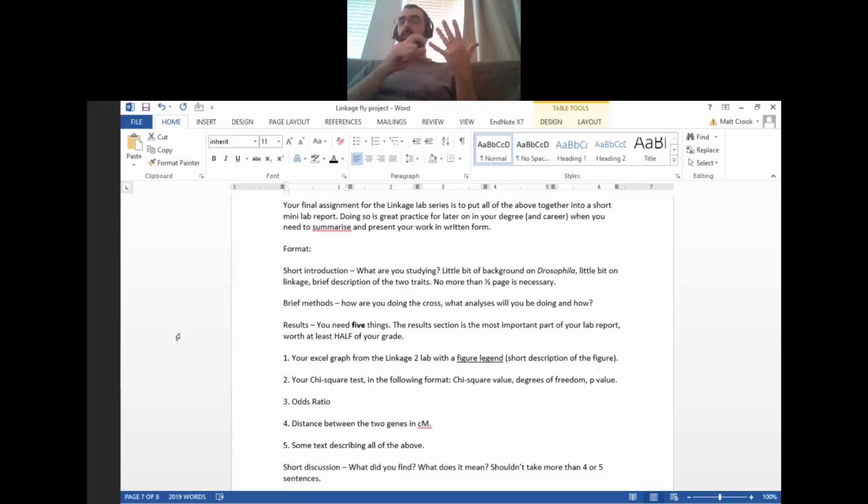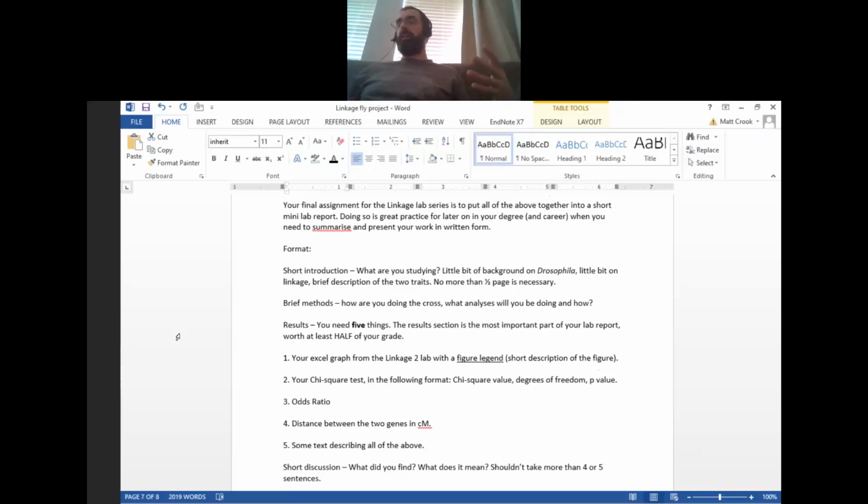You need your map distance in centimorgans, and you need a short amount of text describing the above, right?